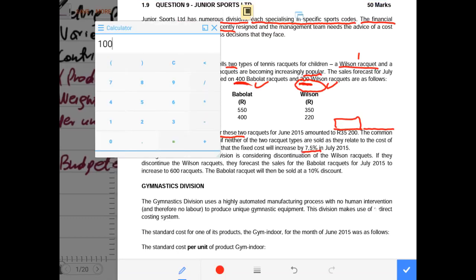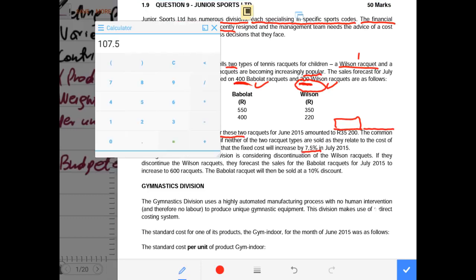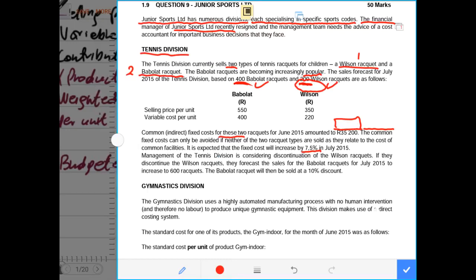Remember, this is 100% plus 7.5%. It is 107.5%. So now if you get that, we just divide that by 100 to get to a decimal, 1.075. So that 1.075 is coming exactly from there. If you want, you can say times by 107%.